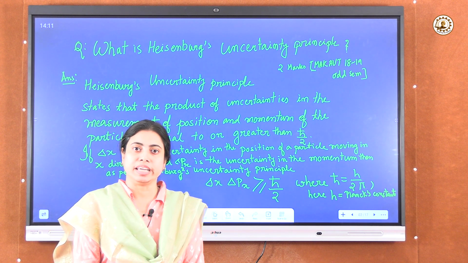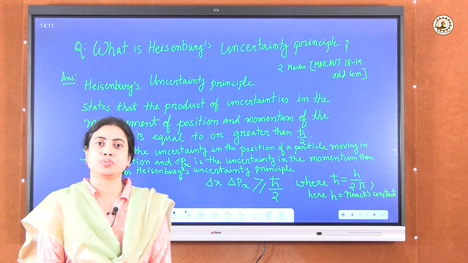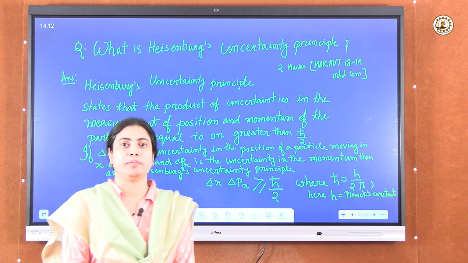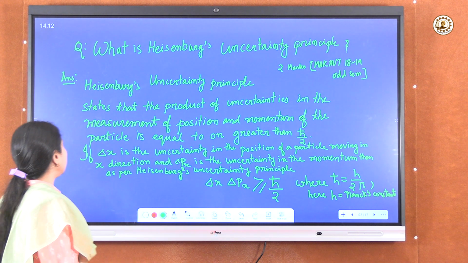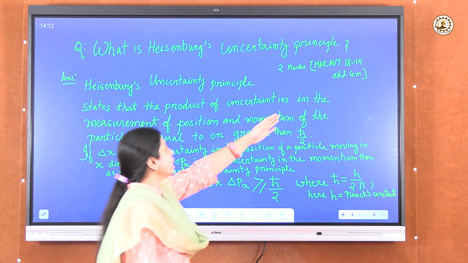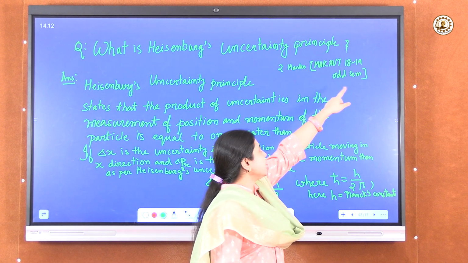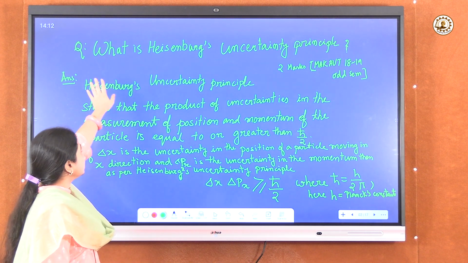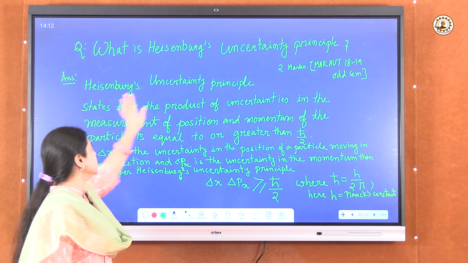Today we will be learning some questions from Heisenberg's uncertainty principle in quantum mechanics. So the first question I have taken, it's a 2 marks question, came in MAKAUT 18-19 odd semester. They just asked what is Heisenberg's uncertainty principle.